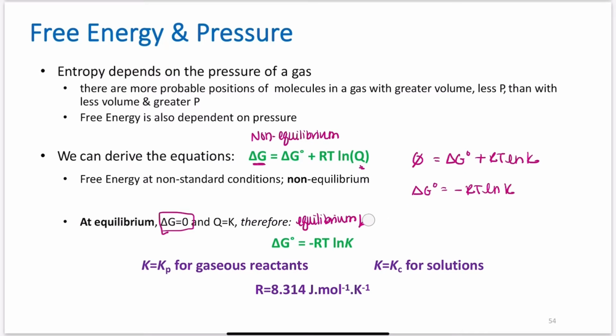I know that at equilibrium, delta G has to equal 0. Why? Because if the system's at equilibrium, it's not spontaneous in either direction. It's completely content where it's at, and it's going to stay there. So at equilibrium, delta G has to be equal to 0. It's not spontaneous, and it's not non-spontaneous. It just is. And I know that at equilibrium, Q equals K. Substitute that into my equation, and I get delta G naught equals negative RT ln of K. K is equal to Kp for gaseous reactants, and K is equal to Kc for solutions. Your gas constant is still 8.314 joules per mole K.